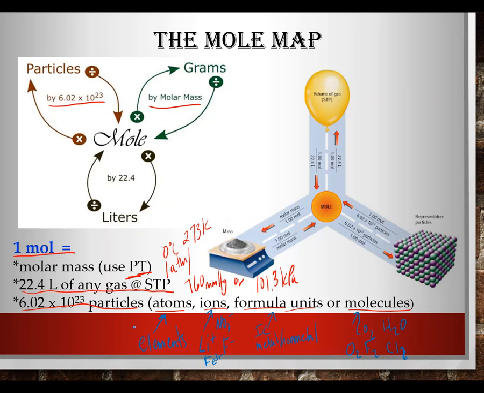So that's a way of defining the different types of particles, by these particular names that you'll see in the problem next to them. If you see any of those, atoms, ions, formula units, molecules, you're going to be using Avogadro's number.